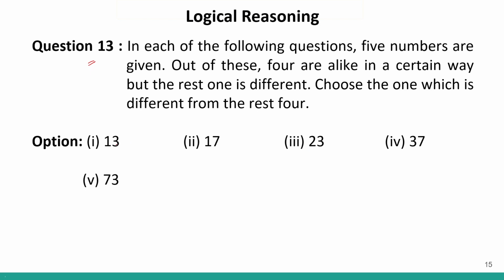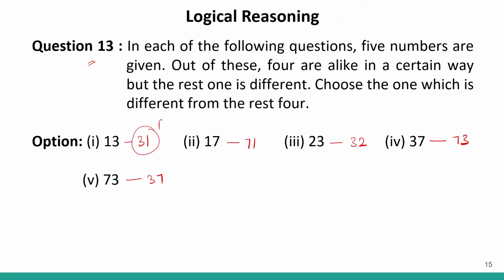Now, question number 13. 13, 17, 23, 37, 73. I can see that all of them are what? Prime numbers, and all of them are odd numbers. So they are both odd and prime. So I can't see a straight up logic. But if I reverse these numbers, if I write 13 as 31, if I write 17 as 71, if I write this as 32, if I write this as 73, and if I write this as 37.